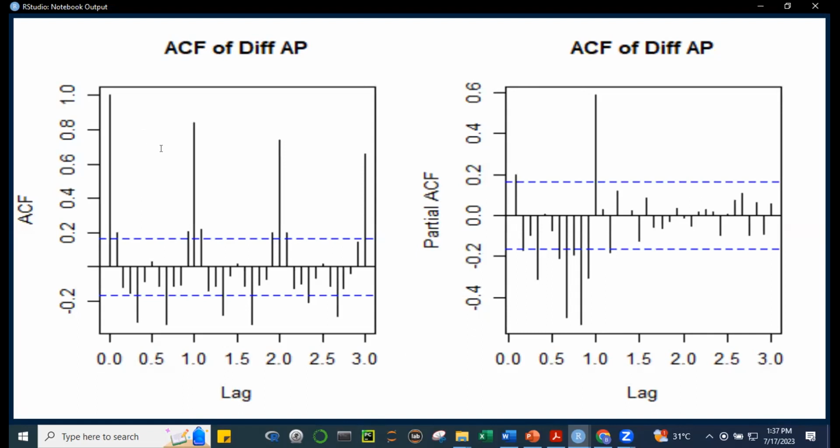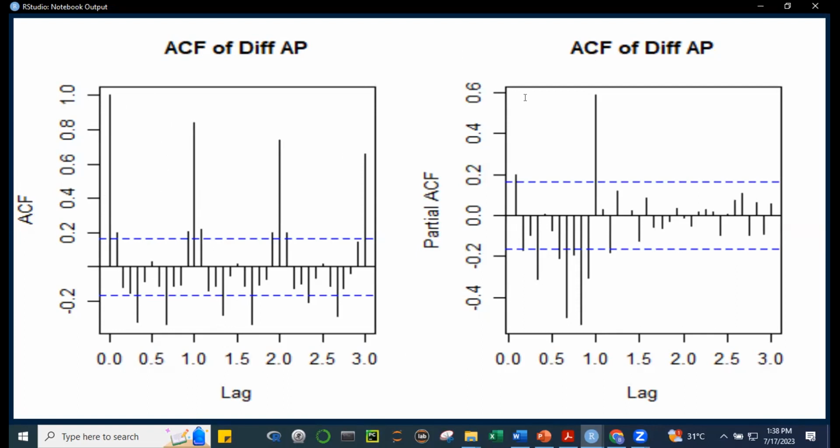Okay, take a look at this class, ACF. Di ba sabi natin, pag ACF medyo magsasabi to na MA siya. So may mga significant spikes tayo dito. Significant spikes. Pero parang exponential decay siya, di ba? Parang gumaganto siya. No? So ang hirap ma-determine, ang hirap.